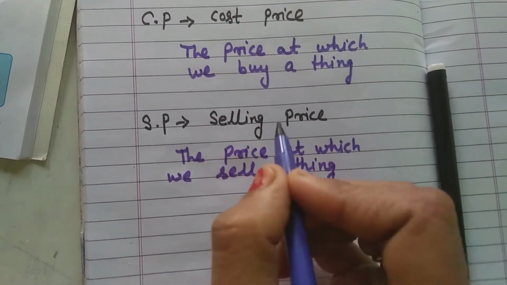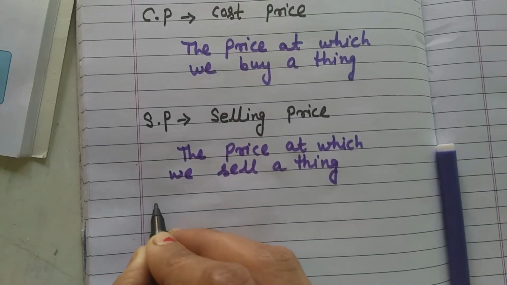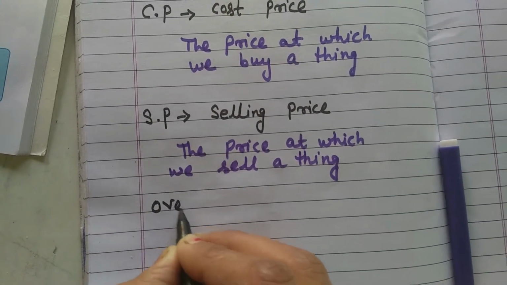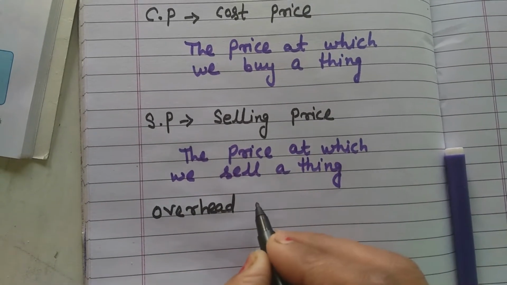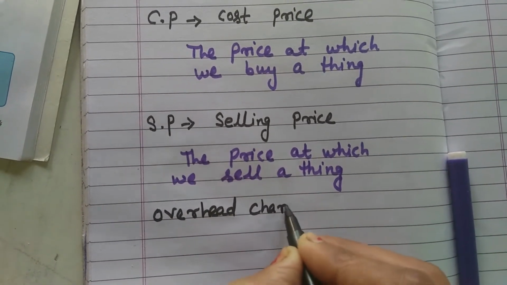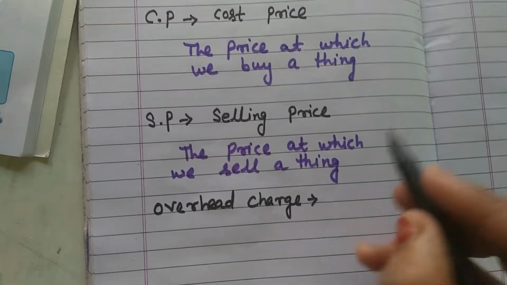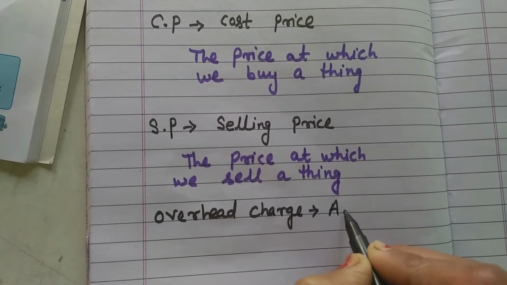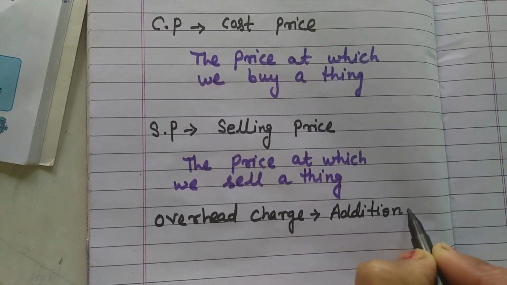The next point is overhead charge. And what is it? Overhead charge means additional cost.